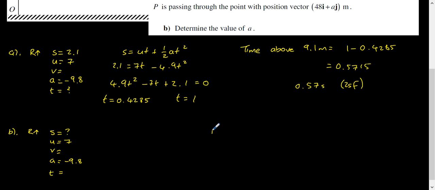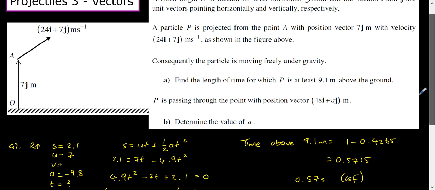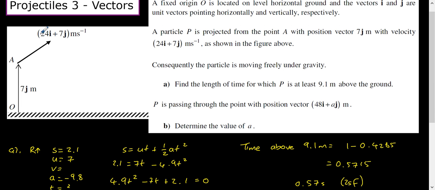So let's look at the only other thing we can do. We can resolve things horizontally and see how they come out. So horizontally, distance is speed multiplied by time. We know the horizontal distance, it's 48 meters. We know the initial speed horizontally, it's 24 meters per second.